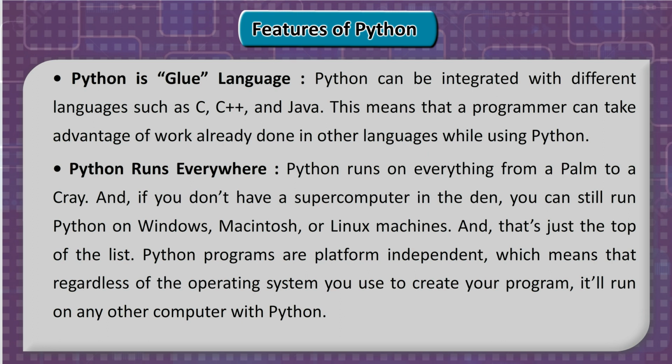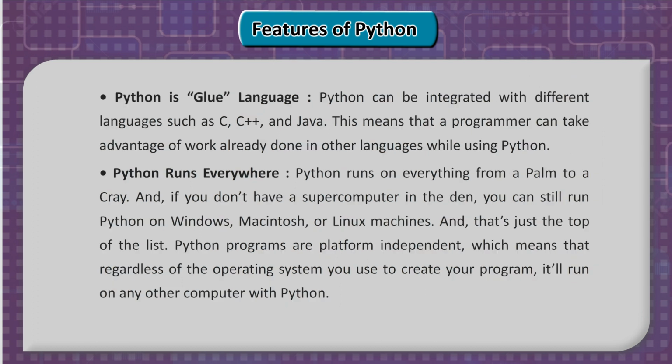Python runs everywhere. Python runs on everything from a Palm to a Cray. And, if you don't have a supercomputer in the den, you can still run Python on Windows, Macintosh, or Linux machines. And, that's just the top of the list. Python programs are platform independent, which means that regardless of the operating system you use to create your program, it'll run on any other computer with Python.